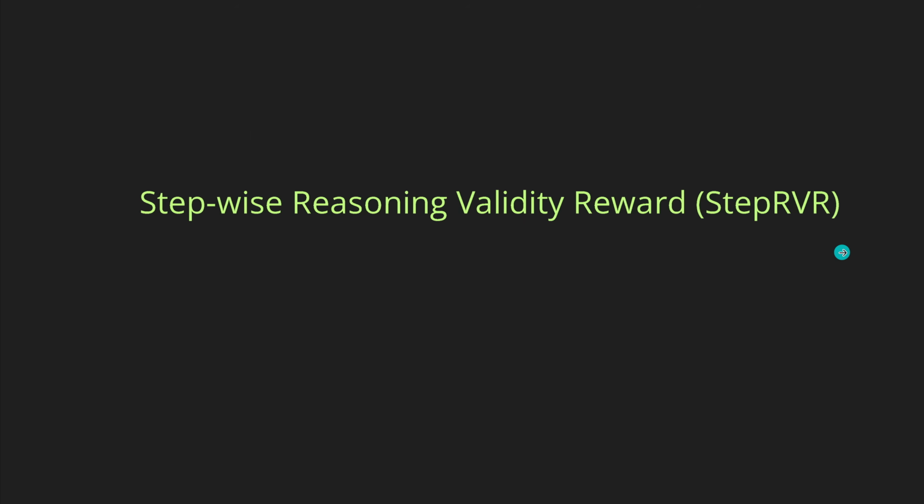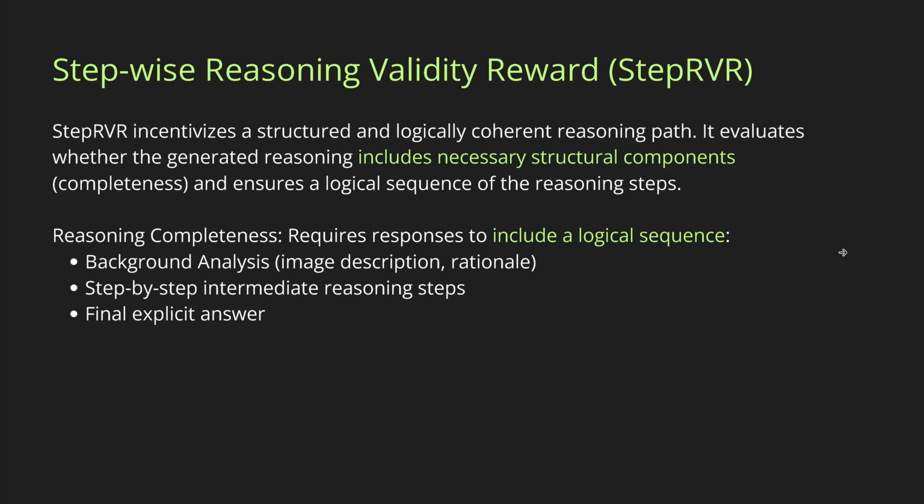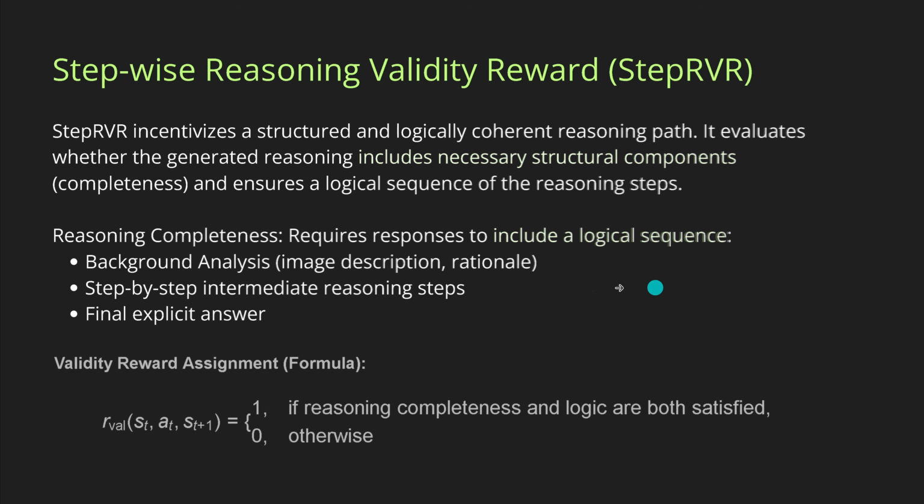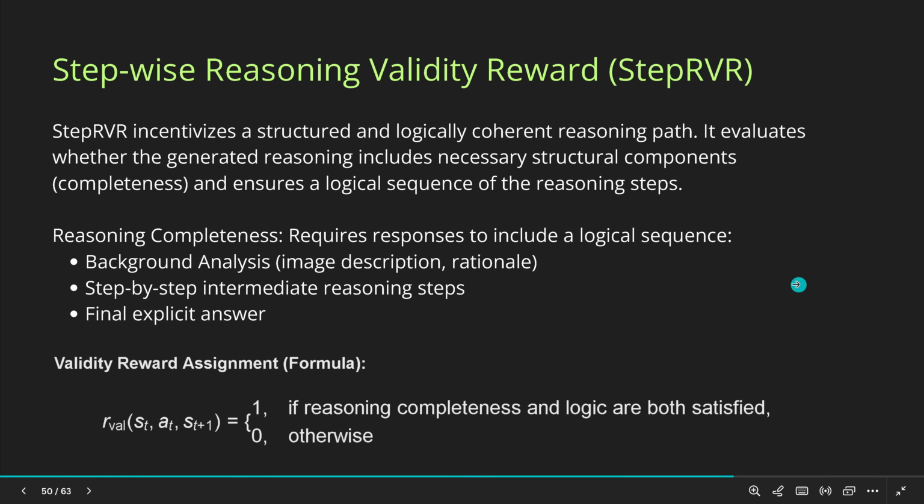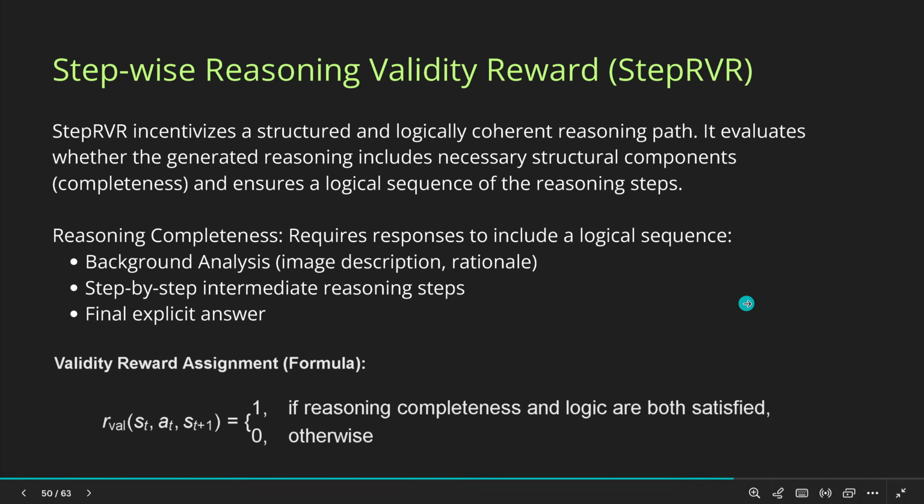RVR, the reasoning validity reward, is now even simpler. We just look at whether it includes the necessary structural components. This means the AI checks: does it include a logical sequence? And the easiest logical sequence is the background analysis, step-by-step intermediate reasoning, and the final explicit answer. If yes, we have a 1, and if not, a 0. So we are in a binary decision. It couldn't be easier.